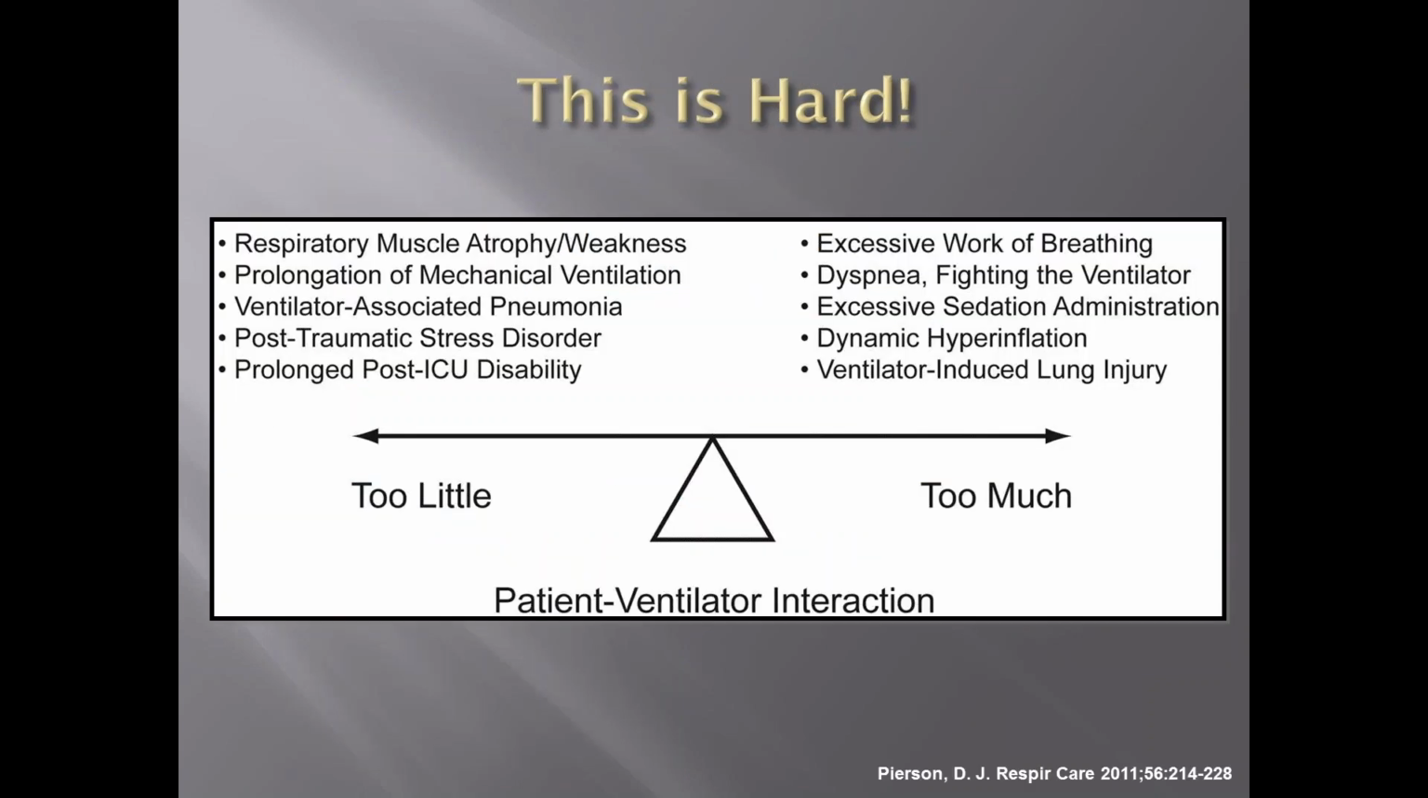Okay, so we just talked about patient-ventilator interaction. So this isn't sedation, this is interaction. If the patient interacts with the ventilator too much, you get excessive work of breathing, possibly dynamic hyperinflation, ventilator-induced lung injury. If they interact too little, then they'll get diaphragmatic atrophy and possibly prolonged mechanical ventilation. So what do we do?